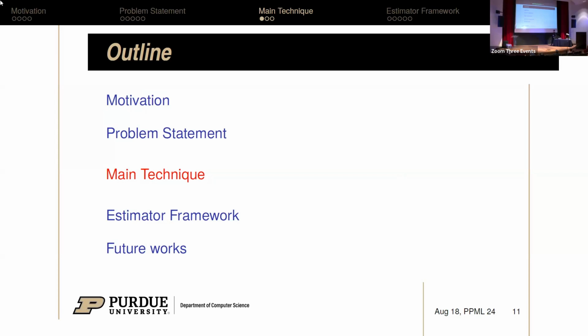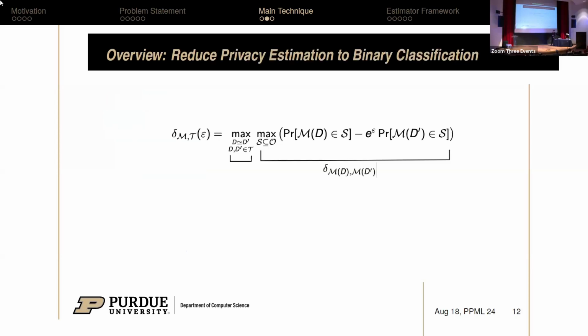Now I'm going to move the topic to the next point: how do we achieve such a problem statement? The main idea is to reduce the privacy estimation problem to a binary classification problem. We write down the expression of the privacy spectrum, and for now we just focus on the inner part, which we term the indistinguishability spectrum. Basically, it measures how difficult it is to distinguish a pair of distributions.